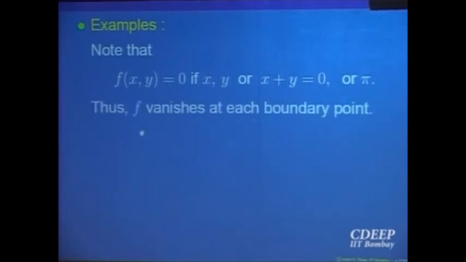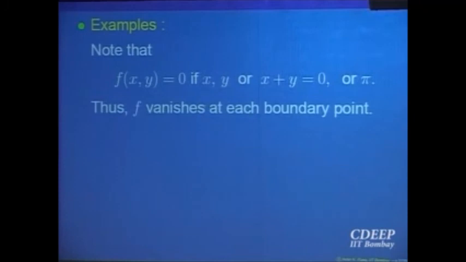So what are these things? Why am I analyzing these things? Because these are the boundary cases, right? x and y are both bigger than or equal to 0, less than or equal to pi, right? So on the boundary, the value is 0. So I don't have to worry about the boundary things.